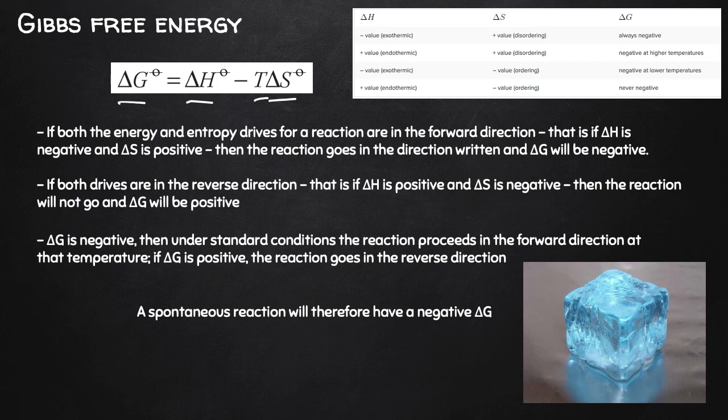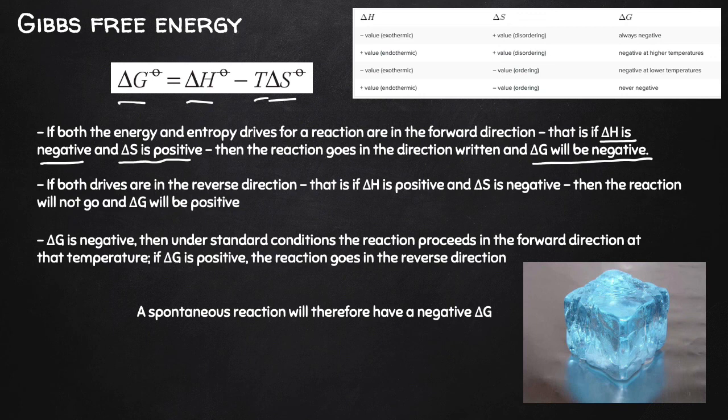So to start with, if both of the energy and entropy drives are in the forward direction in a particular reaction, so we have an exothermic reaction, a negative delta H, and we have an increase in entropy, so we have an increase in disorder and chaos, and we have a positive delta S, the reaction goes as written, and delta G will be negative. If we have a delta G that is negative, we have a spontaneous reaction, and remember that negative delta G is indicating that it's releasing free energy that's available to sustain that particular reaction.